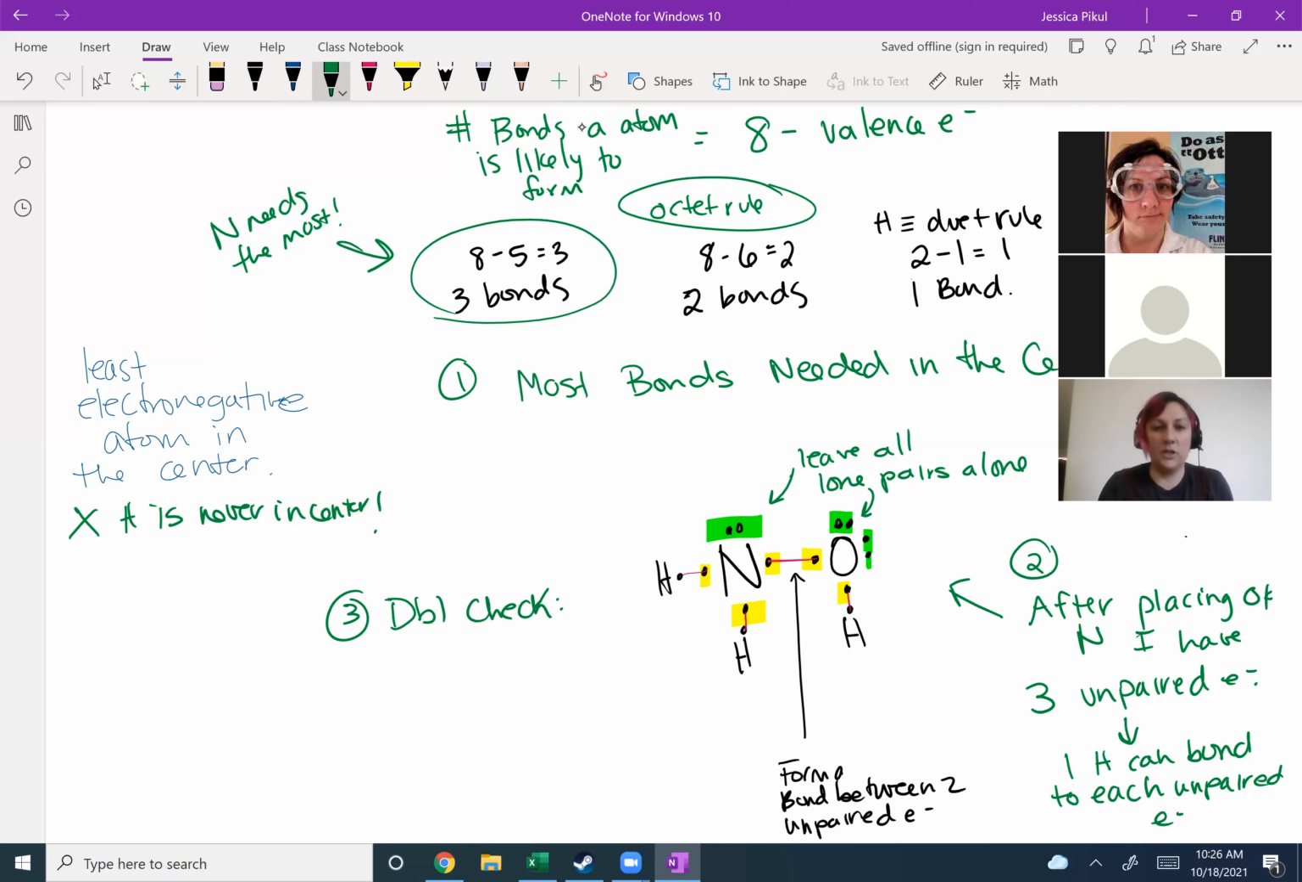So to do that, I'm going to make sure that my nitrogen and oxygen have 8 electrons around it, and that my hydrogen has 2 electrons around it. I'm going to do this by adding up lone pair electrons and bonded electrons, or shared electrons. Put it like that.